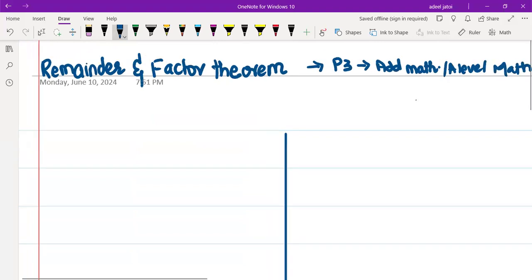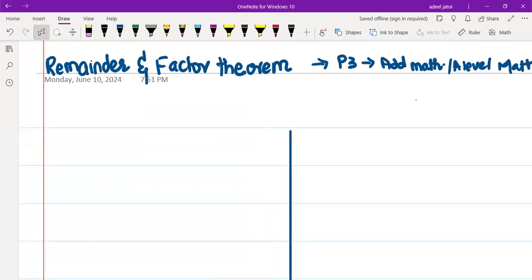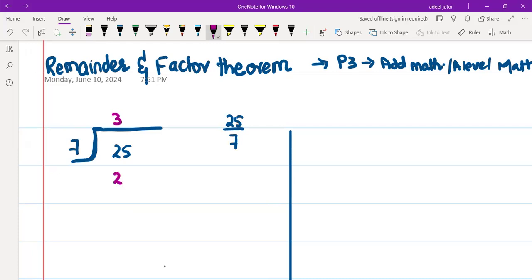So what you need to understand is that, let's say, remember the way we used to divide? Let's say we have 25 and we have 7. That means we are dividing 25 divided by 7. So 7 3s are what? 21. So the remaining is 4, right?